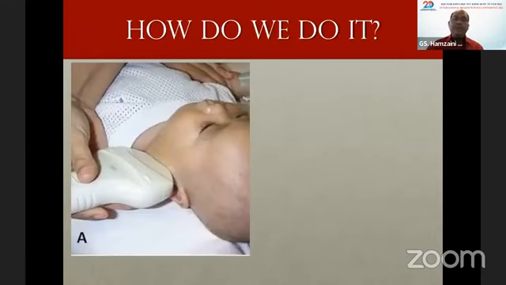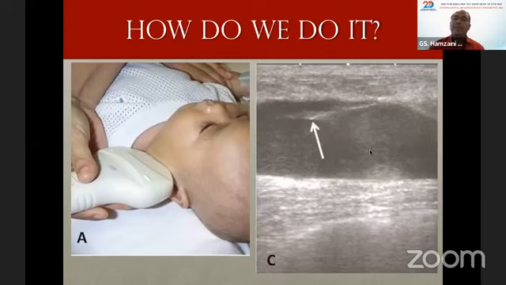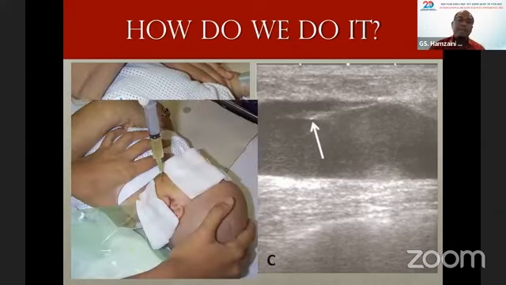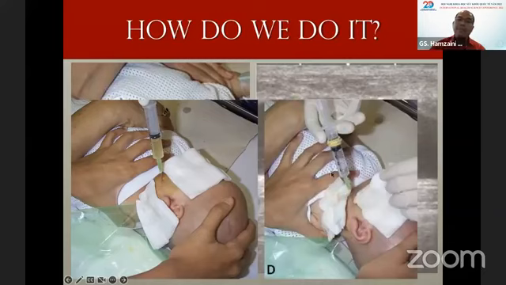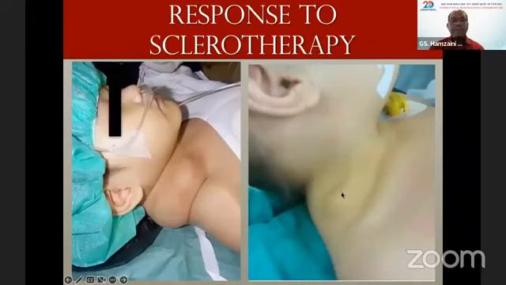How do we do it? We do ultrasound, we puncture the cystic cavity with a needle, and then we aspirate the cyst. After that we inject bleomycin or OK-432 into the lesion. And these are some of the responses of our patients.